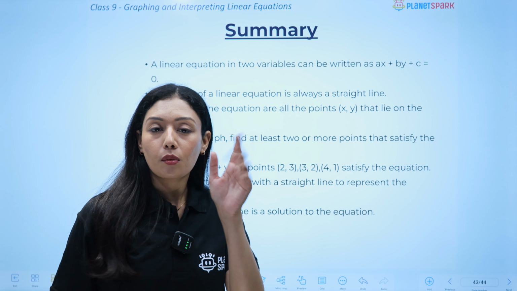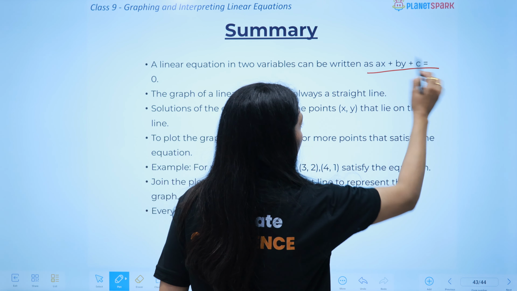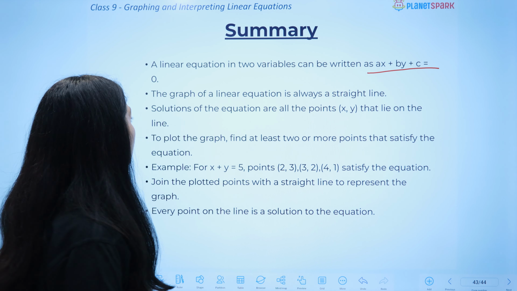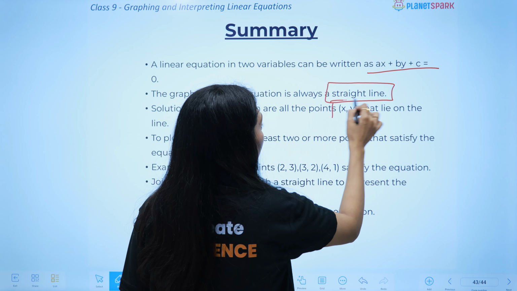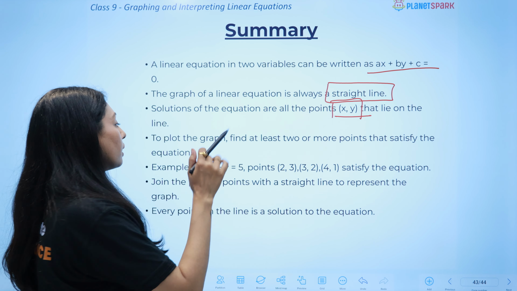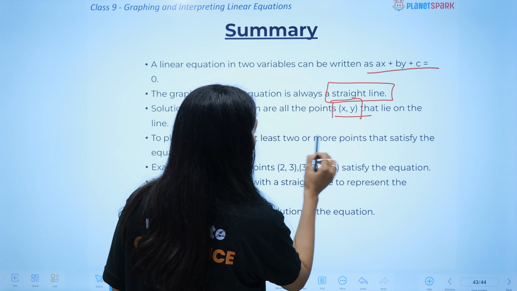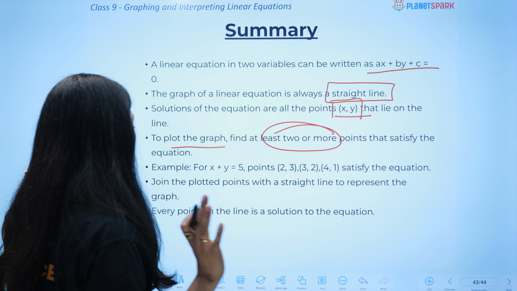So let's quickly summarize what we learnt here today. The linear equation in two variables we can write as ax plus by plus c equal to 0, the general form. What will the graph be? Always a straight line. What will the solution be? An ordered pair (x, y). Infinitely many solutions can be there. How many solutions, or points, do we need to plot a graph? At least 2. More is also fine, right? 2 will do the work.